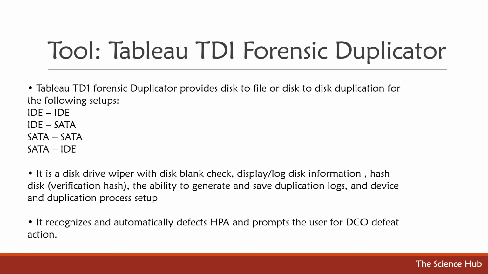Tool: TDI Forensic Duplicator. TDI Forensic Duplicator provides disk to file or disk to disk duplication for the following setups, that is IDE to IDE, IDE to SATA, SATA to SATA and SATA to IDE. It is a disk drive wiper with disk blank check, display log, disk information, hash disk verification, the ability to generate and save duplication logs, and device and duplication process setup. It recognizes and automatically detects HPA and prompts the user for DCO or HPA action.